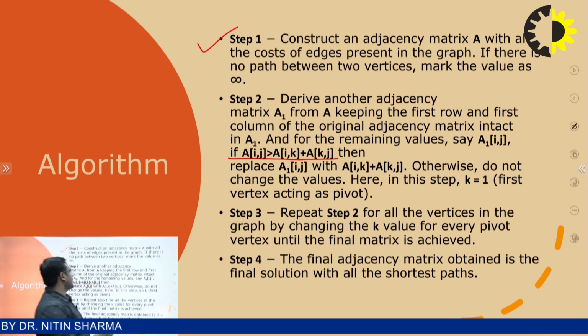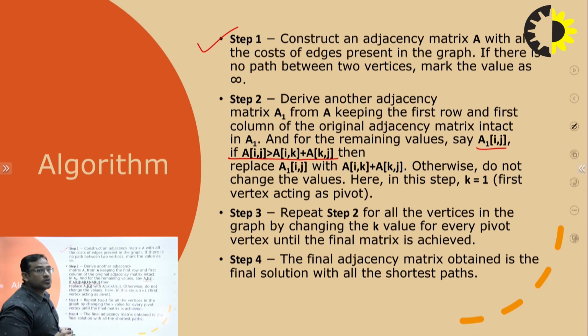Suppose we are going to apply A1ij. The value of k is 1, because this is basically the k. If A of ij is greater than A of ik plus A of kj, then replace Aij with the combination of this one. I'll explain with an example. What basically are they doing here? The cost is between i to j, and we find out if there is a path through k, where k is the vertex we are introducing in between of them.